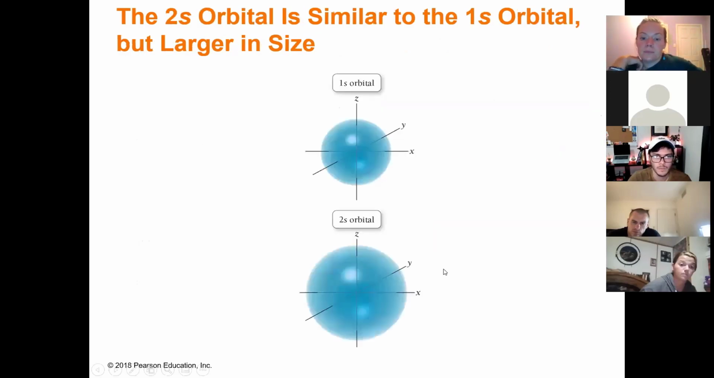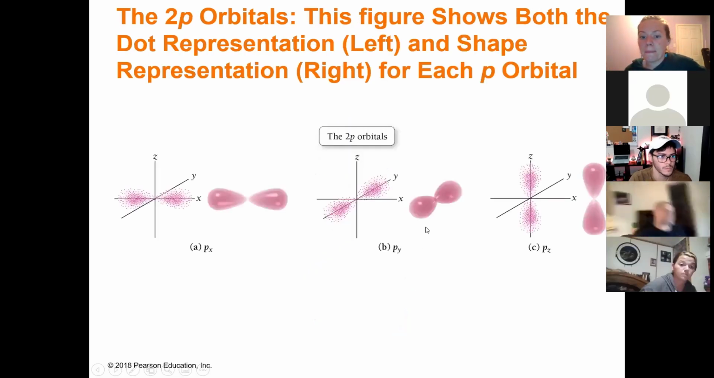So when you're filling, you always fill the 1s first, and then you fill the 2s. And then after that, you fill the 2p. Sometimes people say, well, don't we fill the 3s next? What about the 3d? What about the 5f? What do we do? Okay, so there's an ordering on how you fill them, and it is the same every time. And I'm going to show you how to fill that.